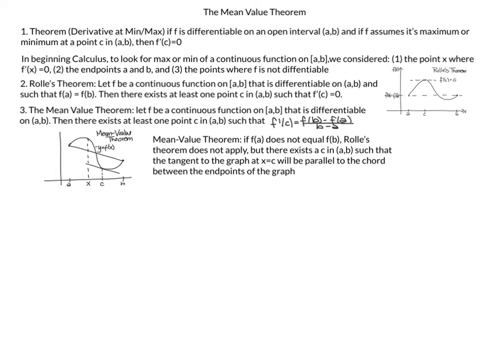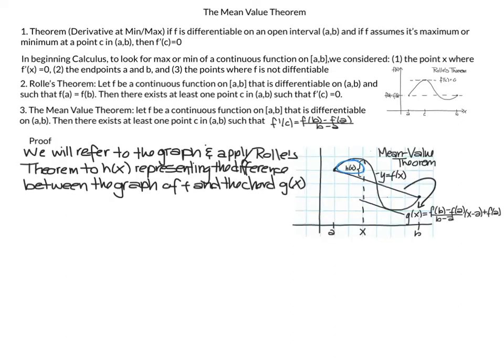So if f of a does not equal f of b, Rolle's theorem does not apply. But there exists a c on the open interval such that the tangent to the graph at x equals c will be parallel to the chord between the endpoints of the graph. For this theorem, we will be referring to this graph.